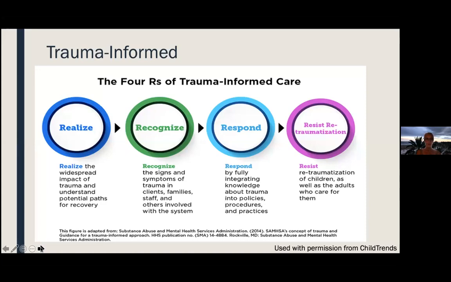I think, again, probably everybody who's at this conference has a good grounding in what trauma-informed services mean. These are the 4 R's of trauma-informed care: that you realize the widespread impact of trauma, that you recognize the signs and symptoms, that you respond by fully integrating the knowledge of trauma into policies, procedures, and practices, and that you consciously, actively resist re-traumatization of your clients.